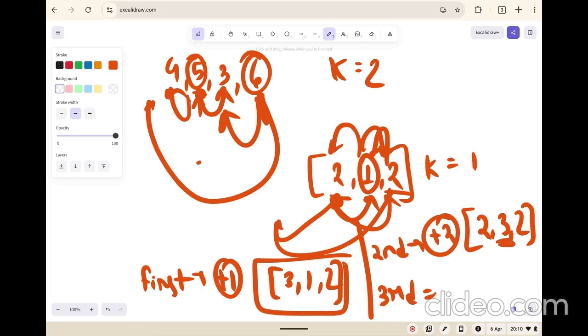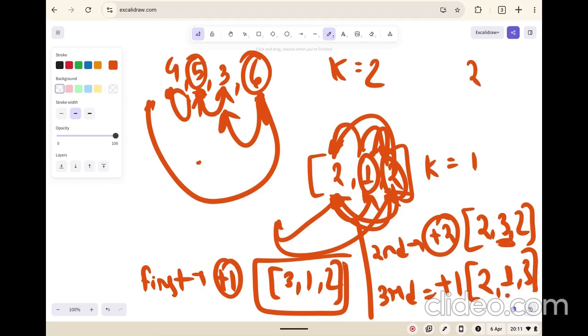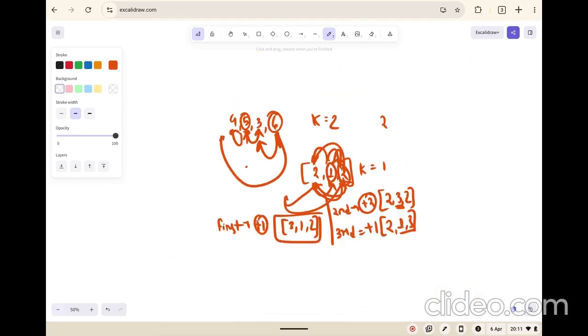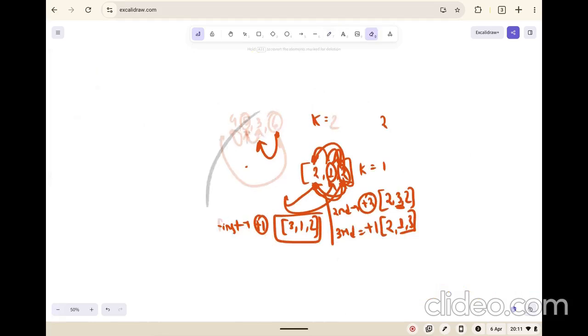I hope this is clear to you, because this 2 has a previous of 1 and a next of 2, so out of these two, 2 is the maximum. You need to add plus 1, making it 2, 1, 3, and now your previous and next are both smaller. So I hope till this point we are done with understanding the problem statement, right?